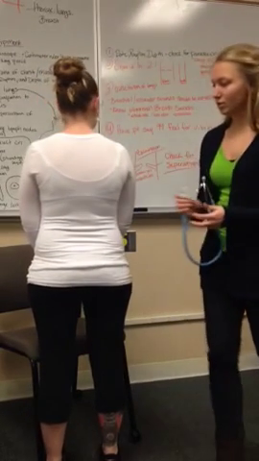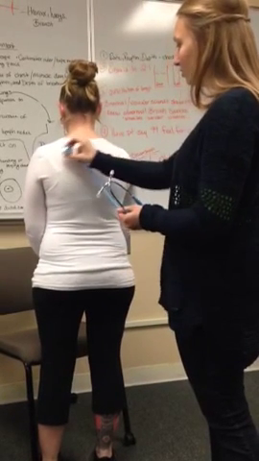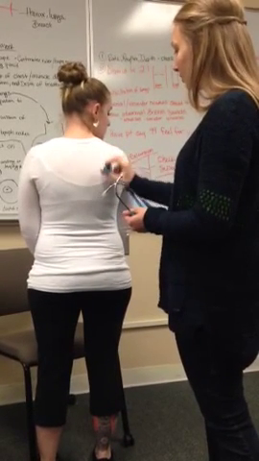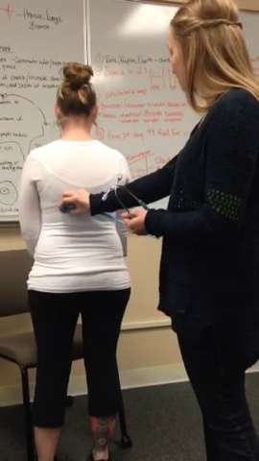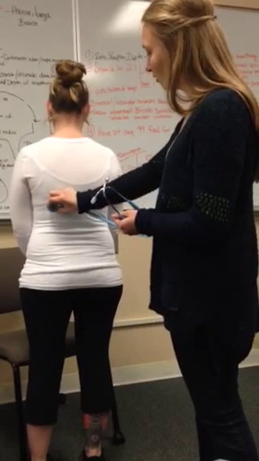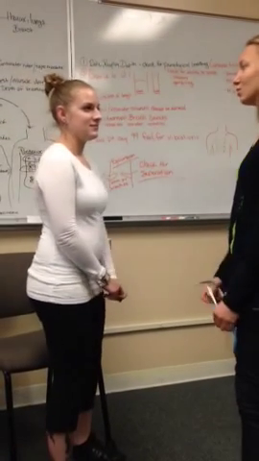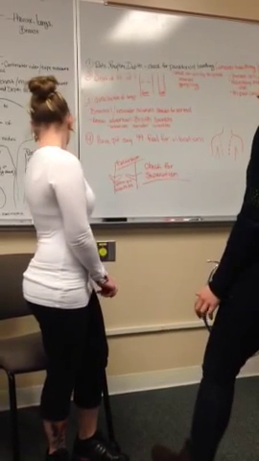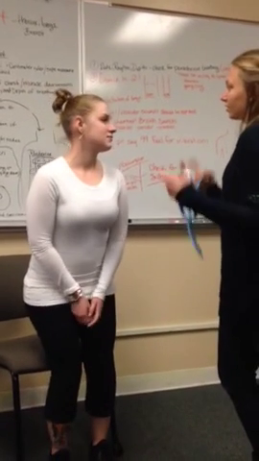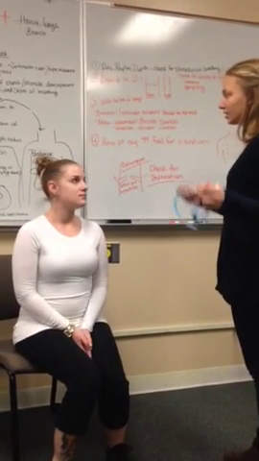When you're auscultating in the back, you want to go 1, 2, and compare the two, and then 3, 4, 5, 6, 7, 8, 9. I feel like that's way overboard, but that's what she had in the book. So just compare each side and then demonstrate palpation for tactile fremitus.